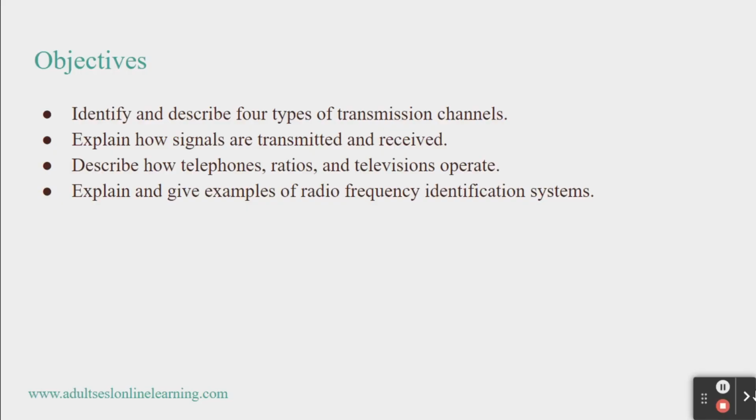Objectives. Identify and describe 4 types of transmission channels. Explain how signals are transmitted and received. Describe how telephones, radios, and televisions operate. Explain and give examples of radio frequency identification systems.